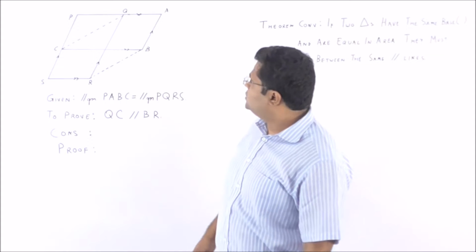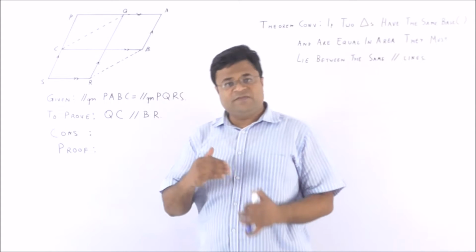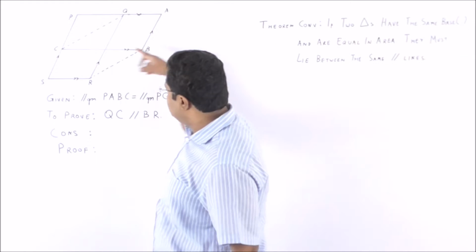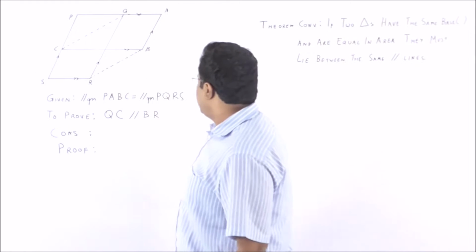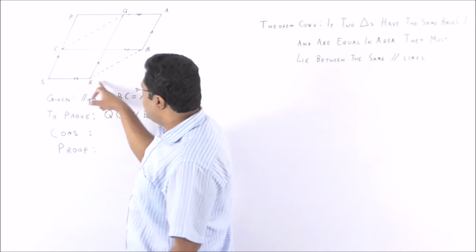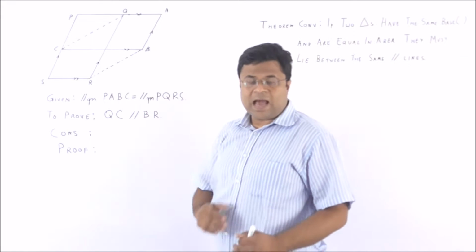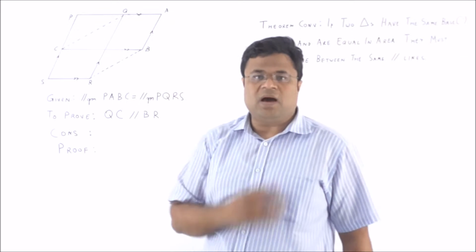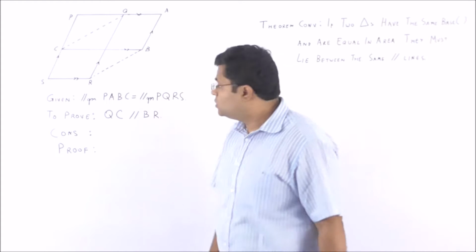So, in this question, they've said that PABC and PQRS are two parallelograms which are equal in area. Very good.